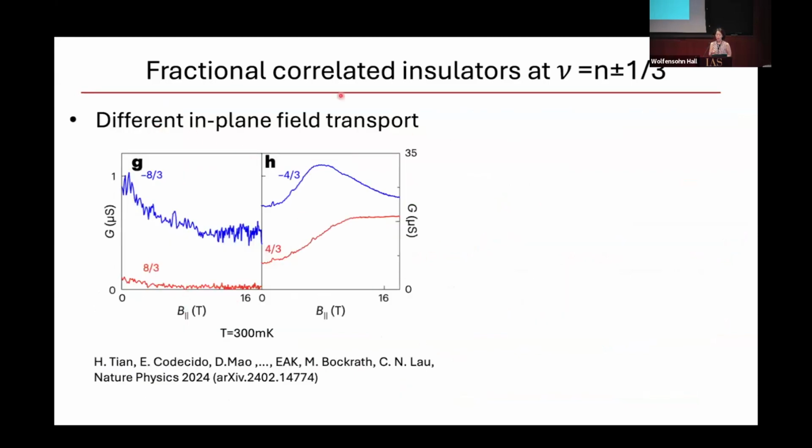When we looked at this difference between 8/3 and 4/3, what we noticed was that the in-plane field dependence of the conductance was rather different. For minus 8/3, the in-plane field was just suppressing conductance. But for minus 4/3, it was initially enhancing conductance before it dies out. So this is a qualitatively very different behavior.